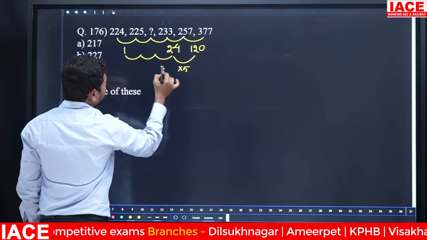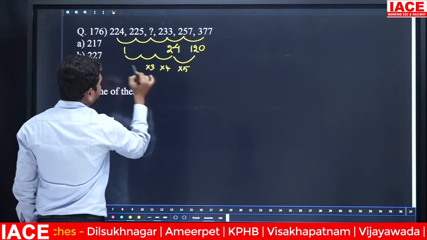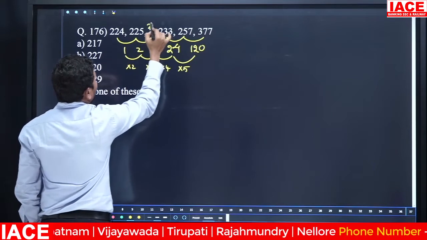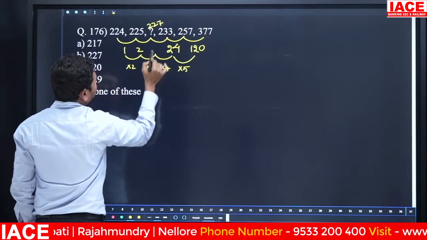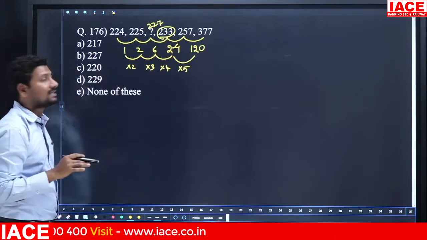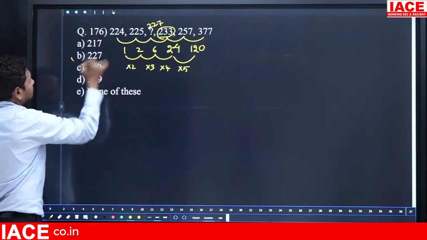Okay, it is 5 times. I am assuming 4 times, I am assuming 3 times, here I am assuming 2. 1 times 2 is 2. 225 plus 2 is equal to 227. Then 2 times 3 is 6. 227 plus 6 is equal to 233. That means exactly our logic is correct. Then the answer is 227.